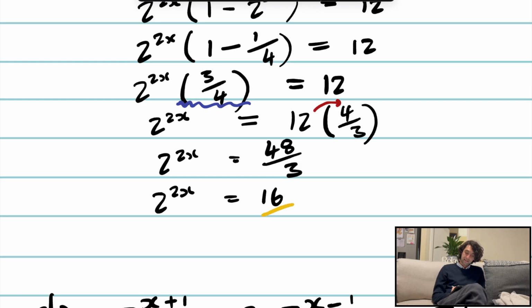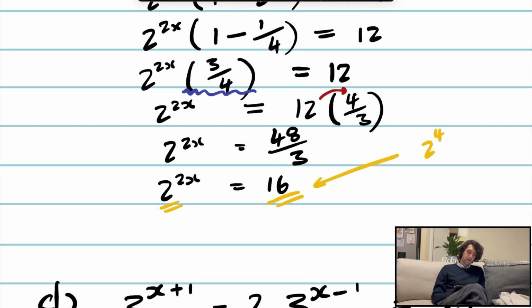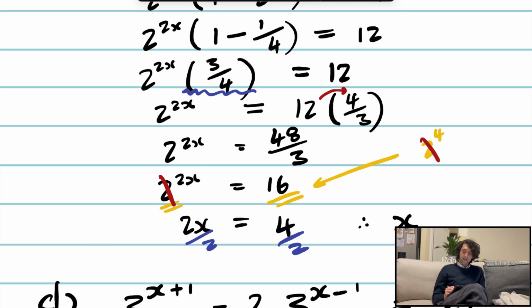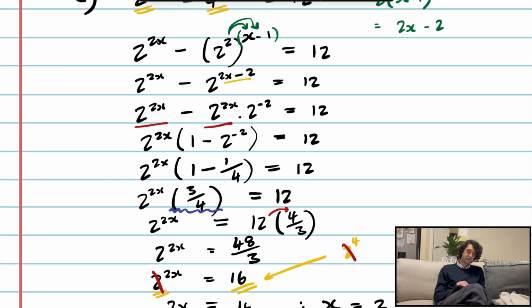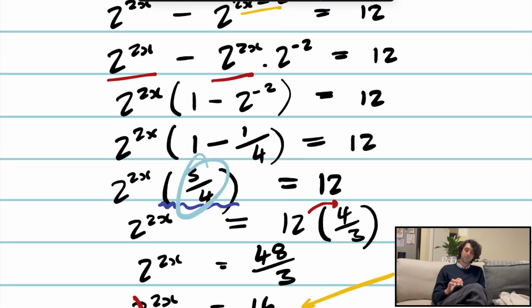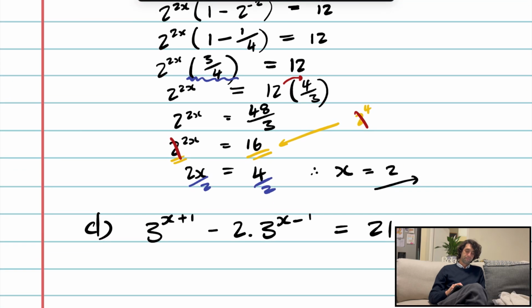And I'm happy to see that 16 again, because I know 16 is going to become 2 to the power of 4. So if that becomes 2 to the power of 4, we are then going to be able to drop these bases. I'm skipping a step here quickly because I'm running out of space. We get 2x is equal to 4, and therefore x, we're going to divide both sides by 2. So x is equal to 2. There you have it. Very nice question here, very nice with this fraction in the middle over here.